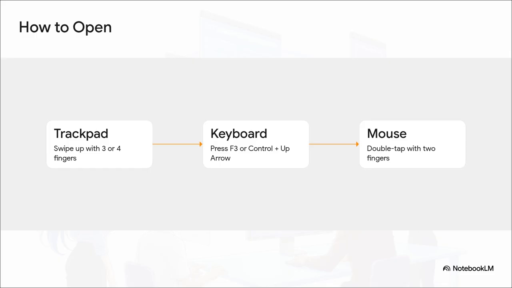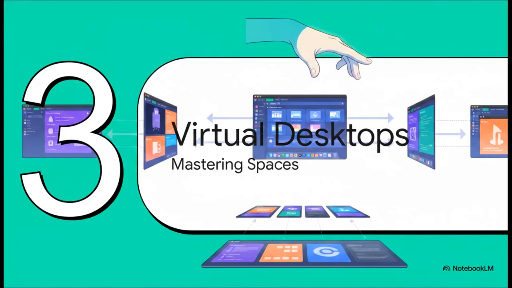Now, if you're a keyboard person, no problem. Just tap that F3 key, the one with the little Mission Control icon, or use Control plus the up arrow. And if you're using a Magic Mouse, just a quick 2-finger double tap will snap you right into that bird's eye view. Which brings us to section 3, mastering virtual desktops.